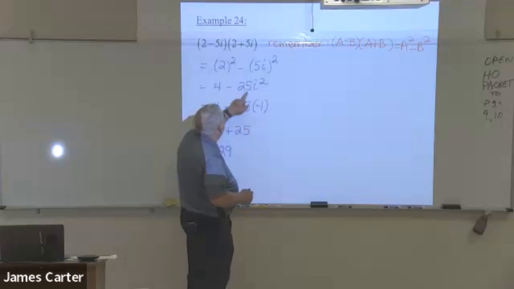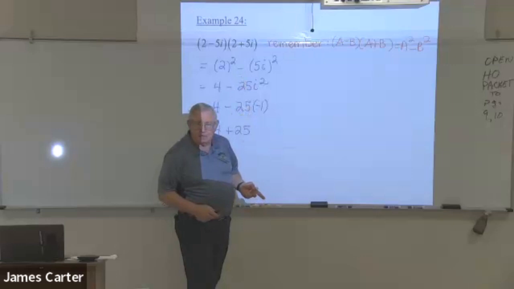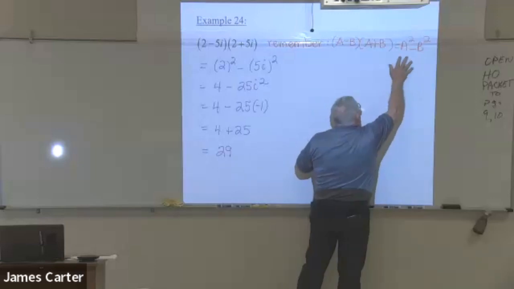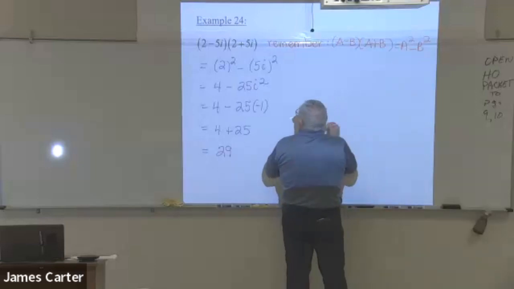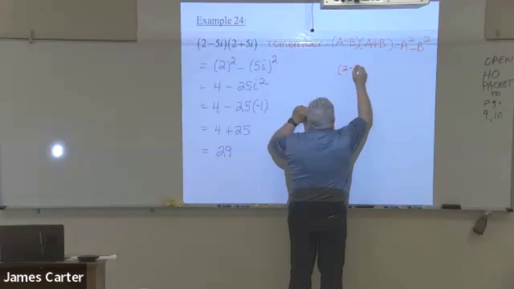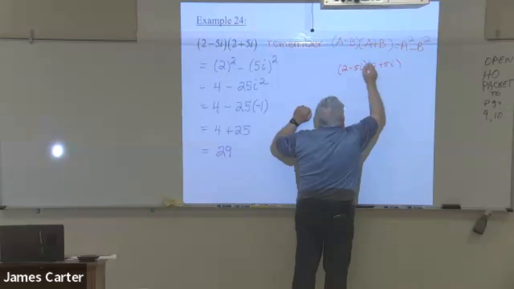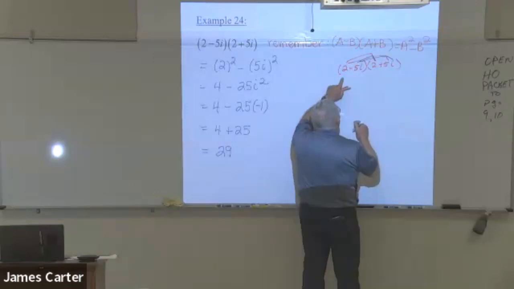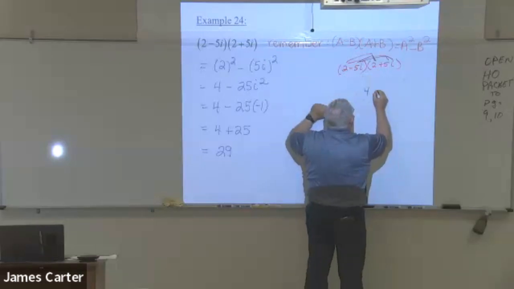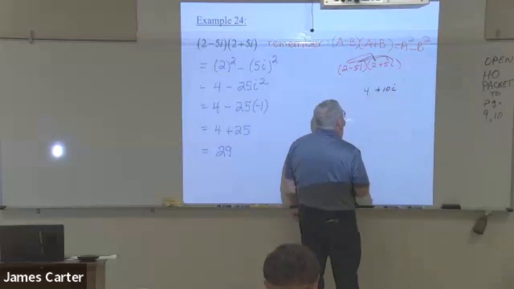Now, I haven't proved to you that this is true or why the middle drops out. So I want to take just one more moment over here to see if we really believe this. When we multiply this out, 2 minus 5i and 2 plus 5i, and we distribute, 2 times 2 is 4. 2 times this is positive 10i. There, now I've got it correct.